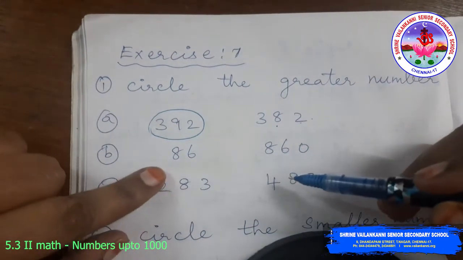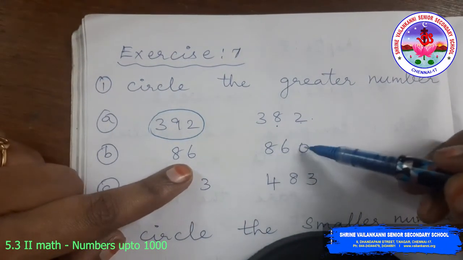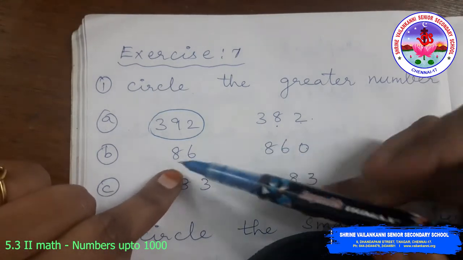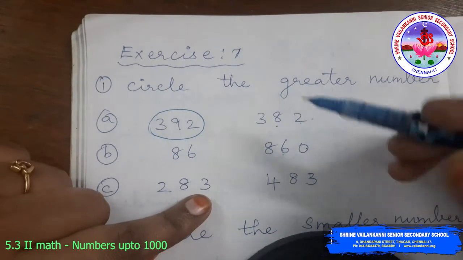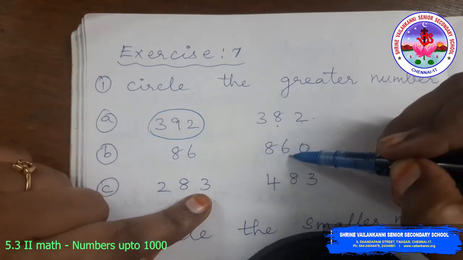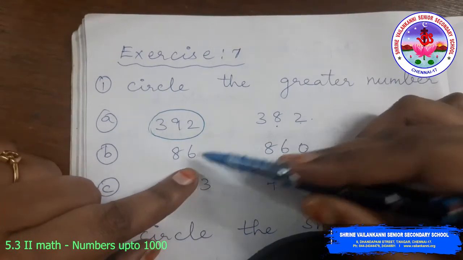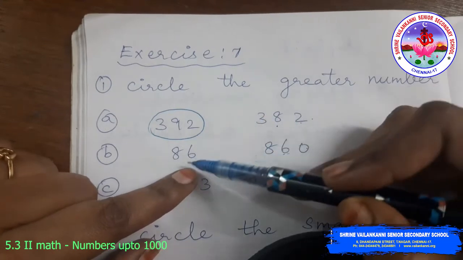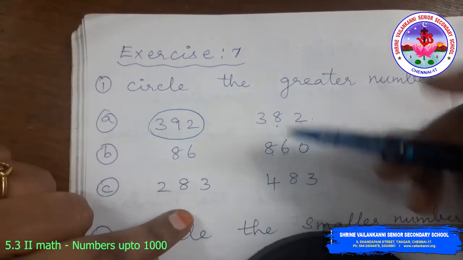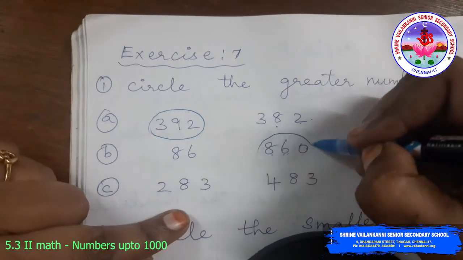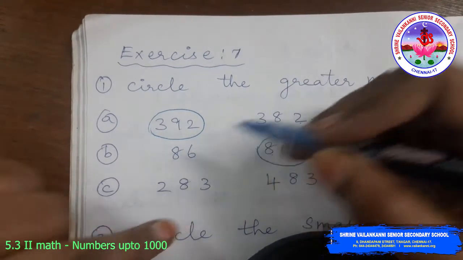Now, second example, 86 and 860. See, here only 2 digits are here, but here 3 digits are here. So obviously this is bigger than this. The value is greater, because 86 has no hundreds, and 860 has 8 hundreds. So 860 is greater than 86.